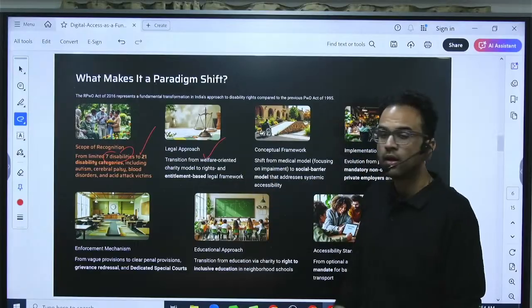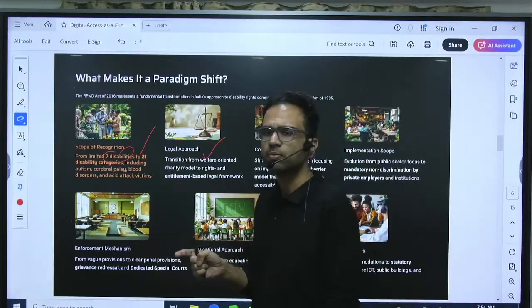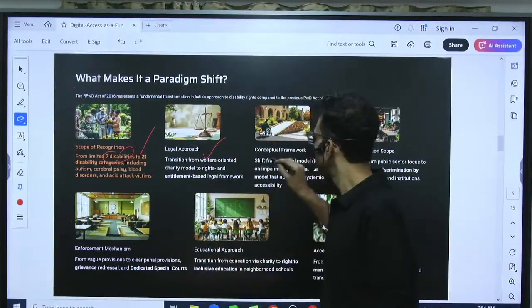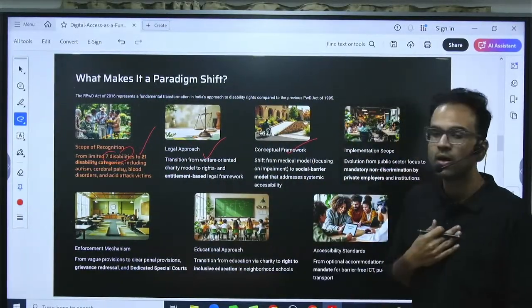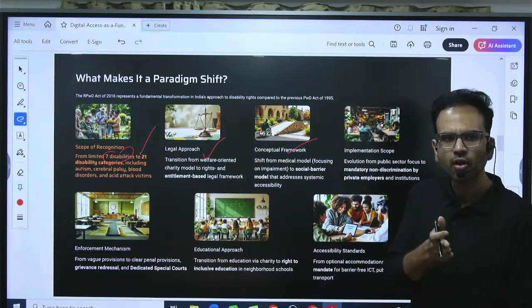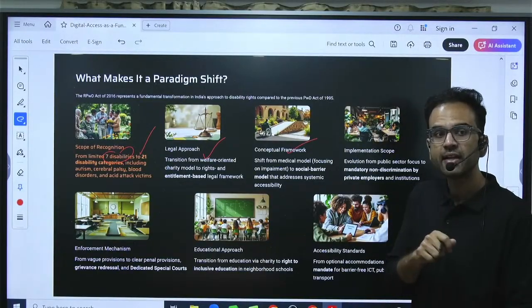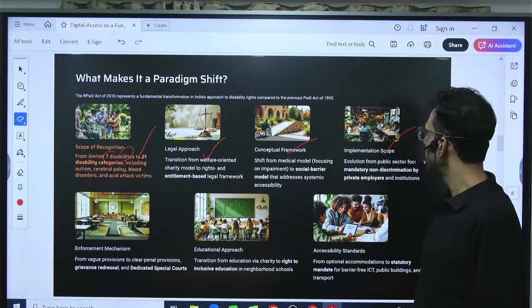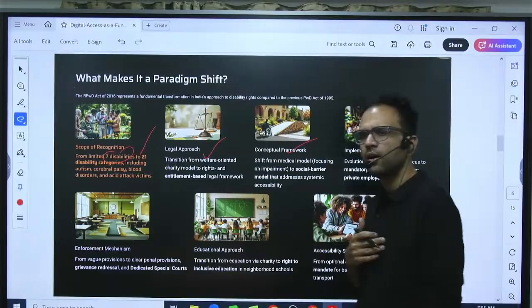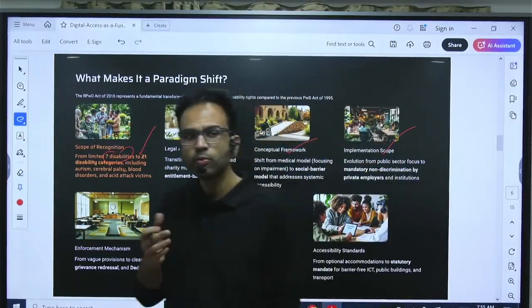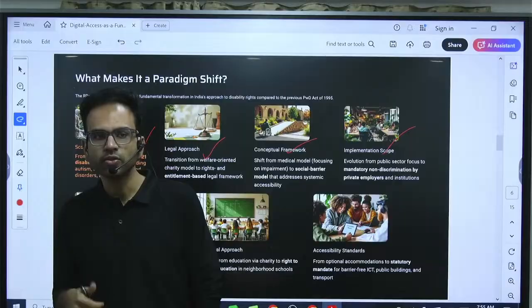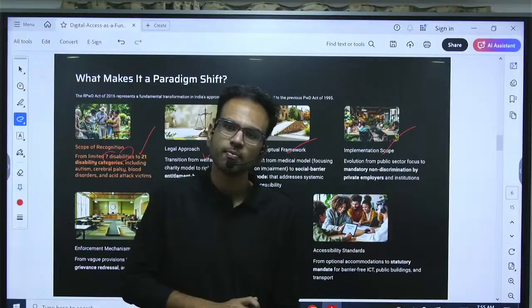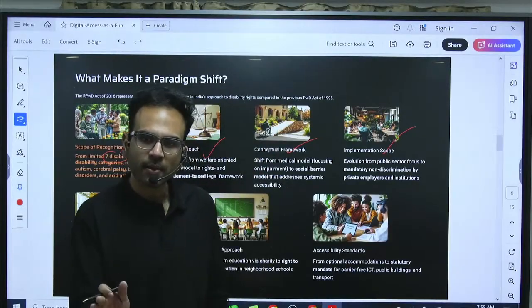Next. Till now there was a welfare based approach. Now it became right. From charity to right. Before this law, disability was treated as a medical condition, not as a responsibility of the state. That changed. The responsibility to make people feel inclusive was just that of the government before. Now it is also the mandate of the private sector. So non-discrimination should become a norm.